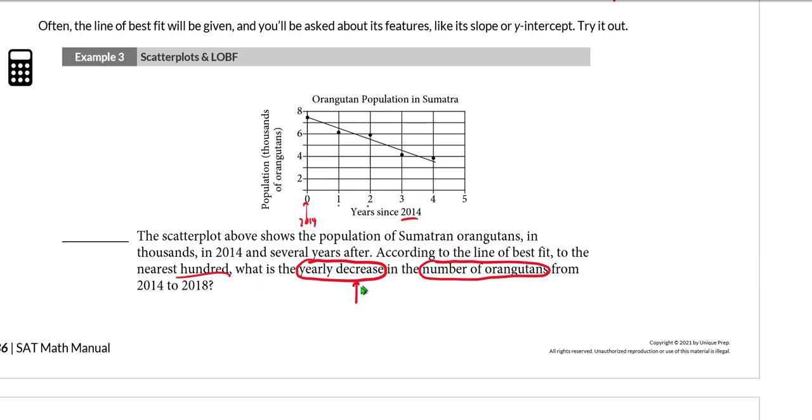So this language right here, yearly decrease, indicates that we need the rate of decrease. In other words, the number of orangutans that we decrease every year, which means we're dealing with a slope here. Slope is a rate of change. The question is asking us for a rate of change. So again, I'm probably just going to go ahead and use the leftmost and rightmost point. There's no rule saying I have to use the leftmost and rightmost point. Now, by the way, I'm using points on the line because the question is asking me to use the line of best fit, not the actual observed points here.